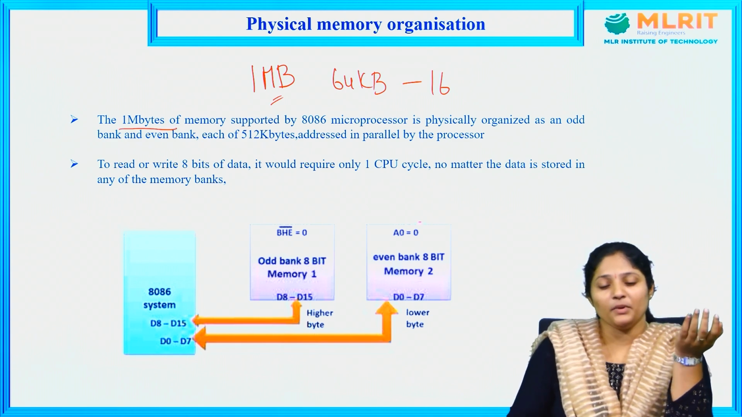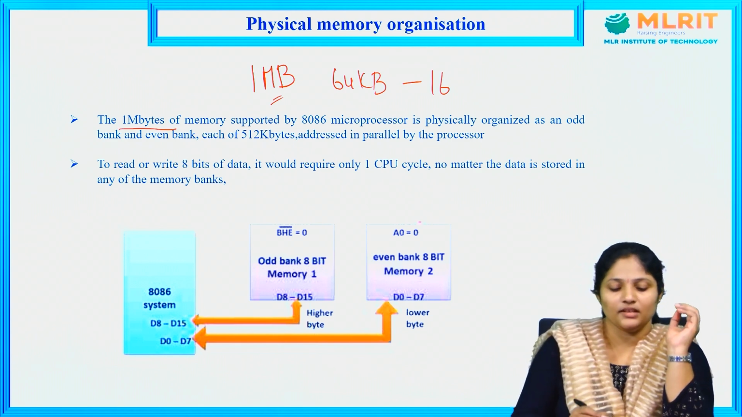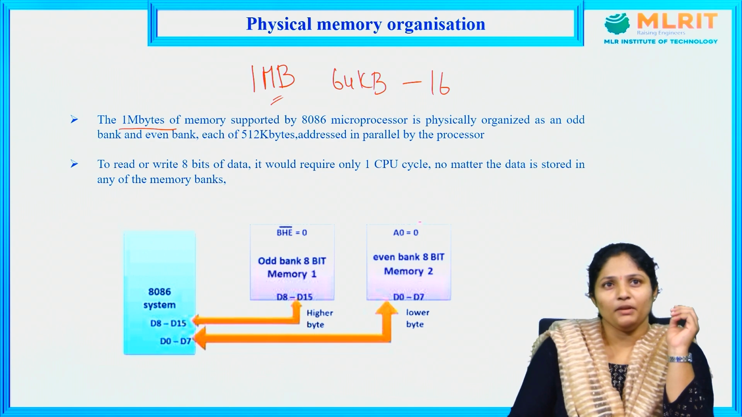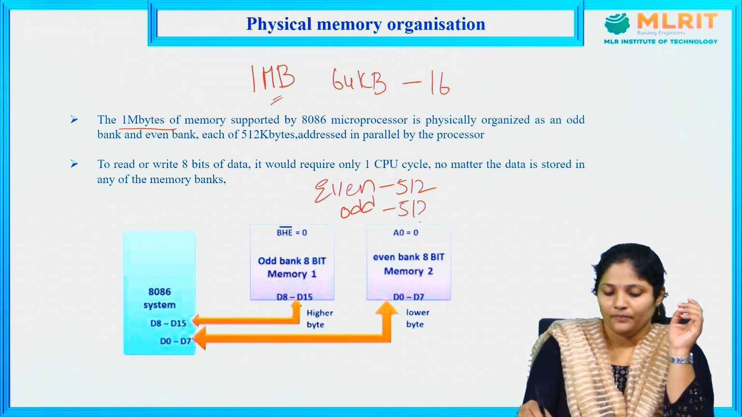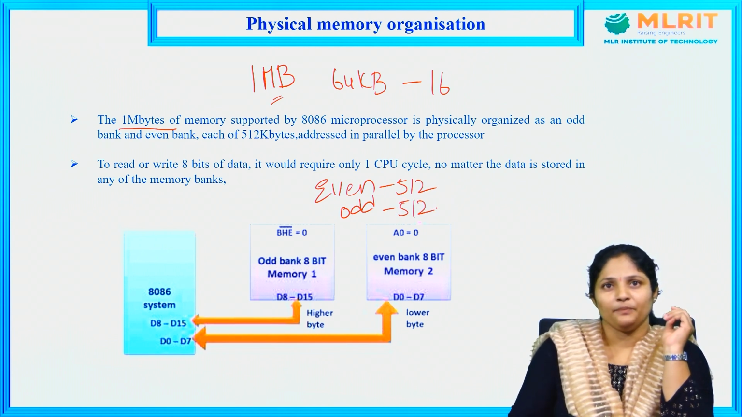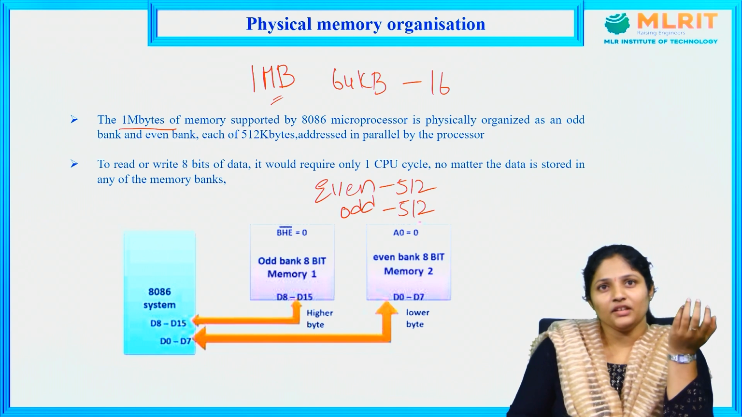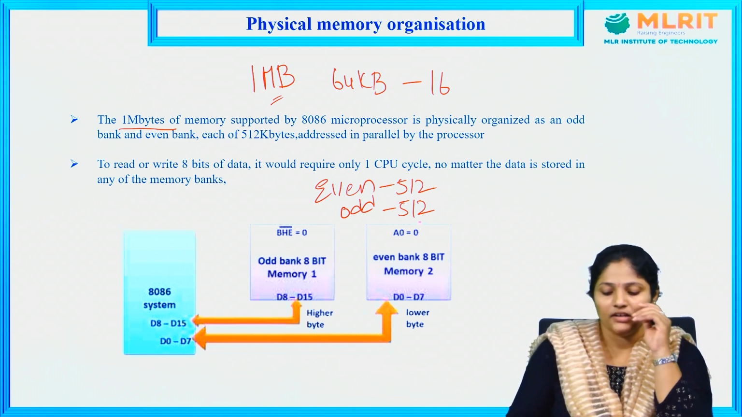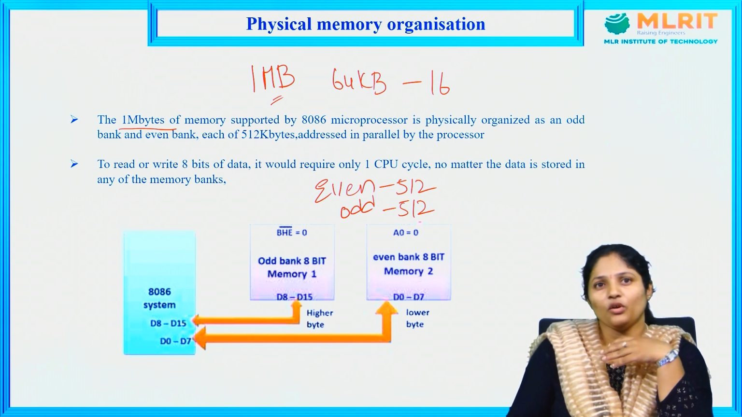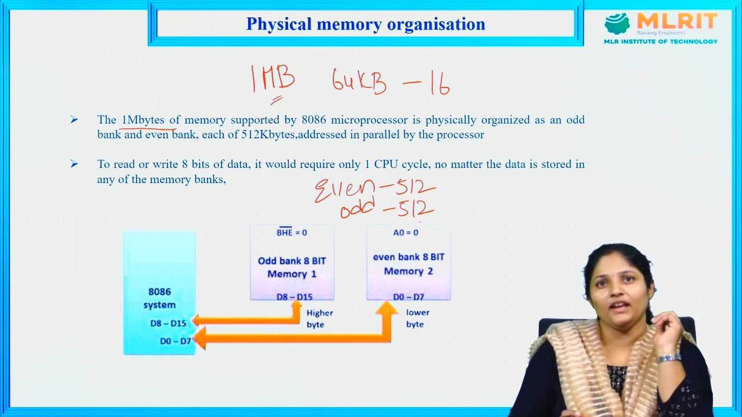The total memory supported by 8086 is 1 megabyte. This 1 MB memory has been divided into 2 memory blocks, the even memory block and the odd memory block, each having 512 kilobytes of memory. The processor needs to access both even and odd memory blocks, that's why it has been divided into 2 memory blocks. Then what is the need of having odd memory and even memory?